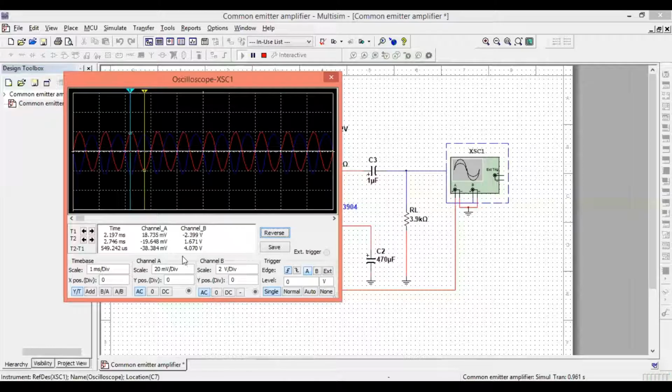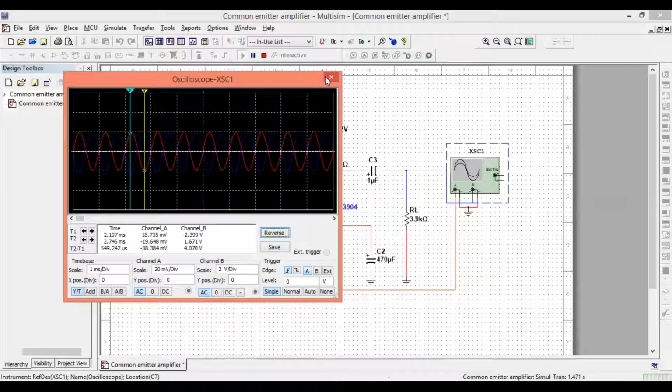So the output voltage got changed. So by changing the load resistor, the output voltage will be affected, and when the output voltage gets affected, our voltage gain will be affected.